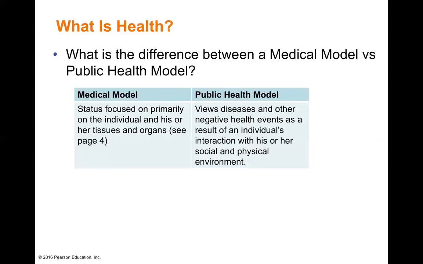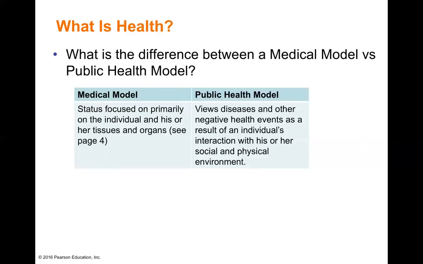Public health model views diseases and other negative health events as a result of an individual's interaction with his or her social and physical environment. So your environment really can influence your individual health. But also, let's say someone's not taking care of themselves, or not vaccinating, or smoking, drinking and driving, their behaviors could actually affect the community. So the public health model looks at how the individual affects the community.